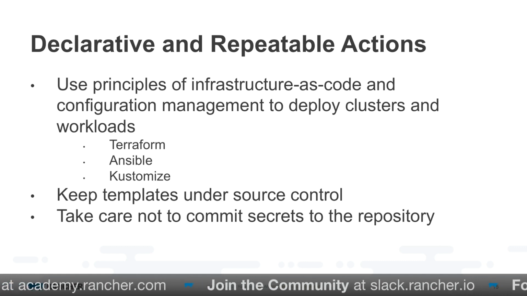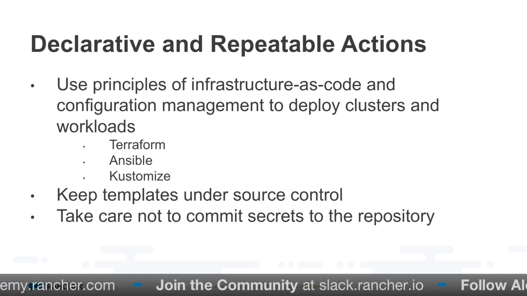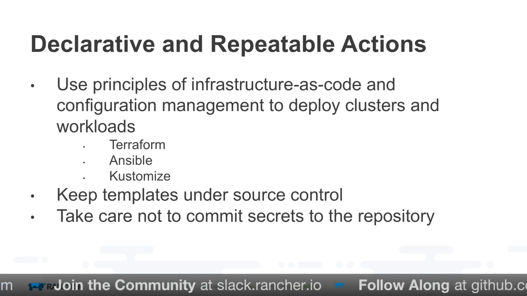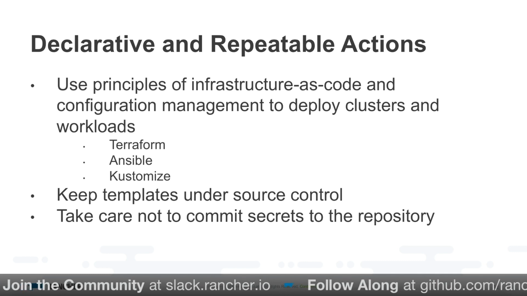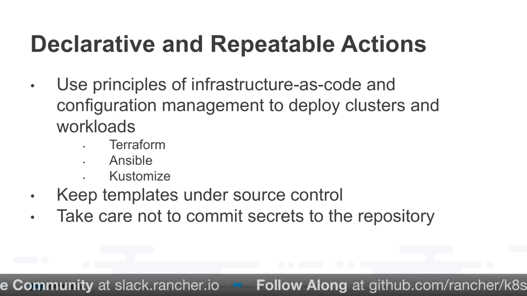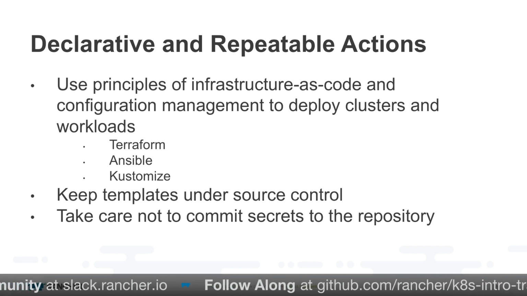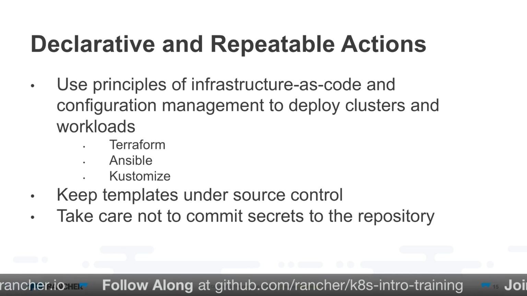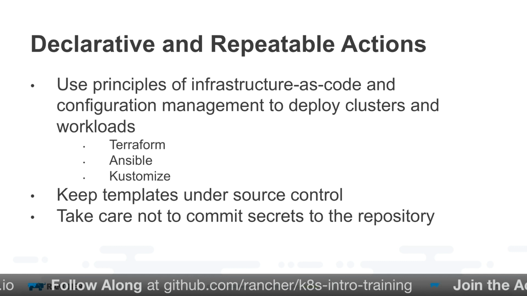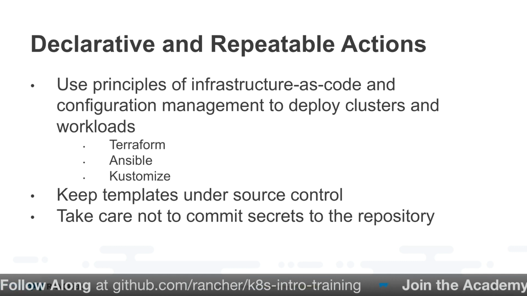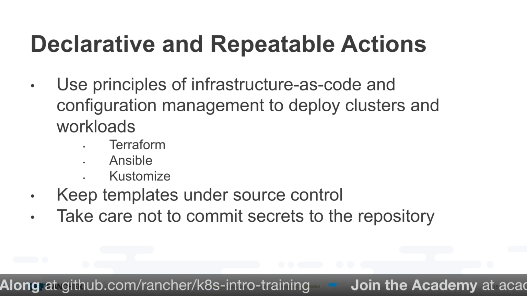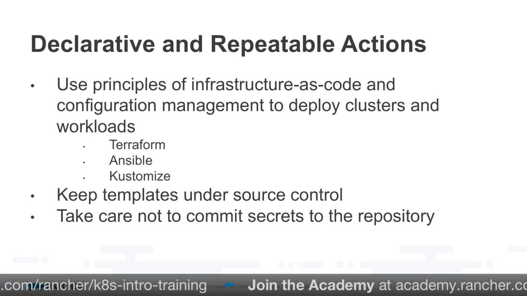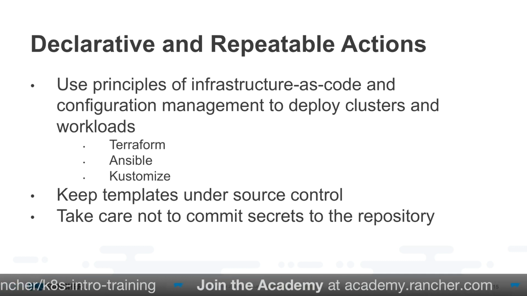By doing things in a way that's declarative and repeatable, we can use tools for infrastructure as code or configuration management. For example, you're probably familiar with Terraform or Ansible or Puppet or Chef. There was never really anything good for Kubernetes until somebody came up with a tool called Kustomize. Kustomize allows you to template your Kubernetes manifests and keep them under source control. This extends into the idea of GitOps, where the source code repository is the source of truth.